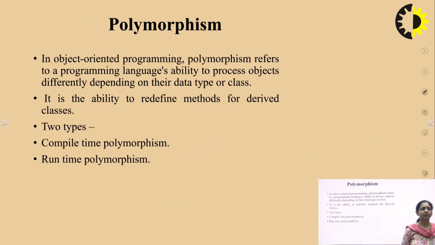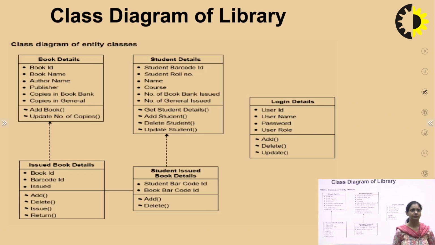Polymorphism. Polymorphism refers to the programming language's ability to process objects differently depending on their data type or class. We have two types of polymorphism, compile time polymorphism and runtime polymorphism. Compile time polymorphism is when the decision of executing the methods of the derived class is taken at compile time. This is also known as static polymorphism. Runtime polymorphism is when, while you are running the program, the decision is taken on which method to execute. This is also known as dynamic polymorphism.